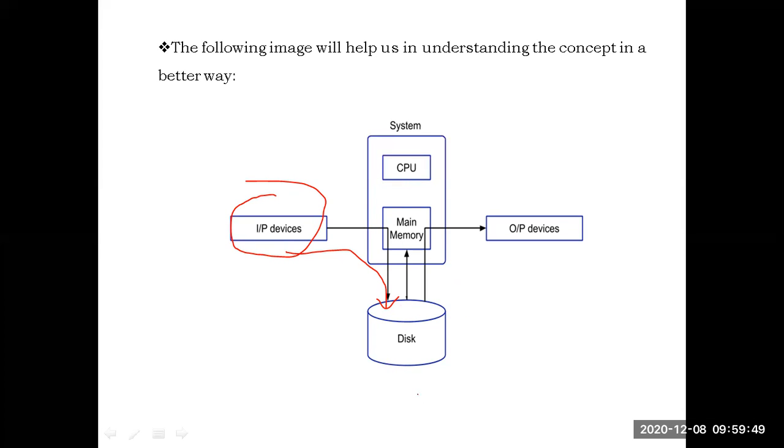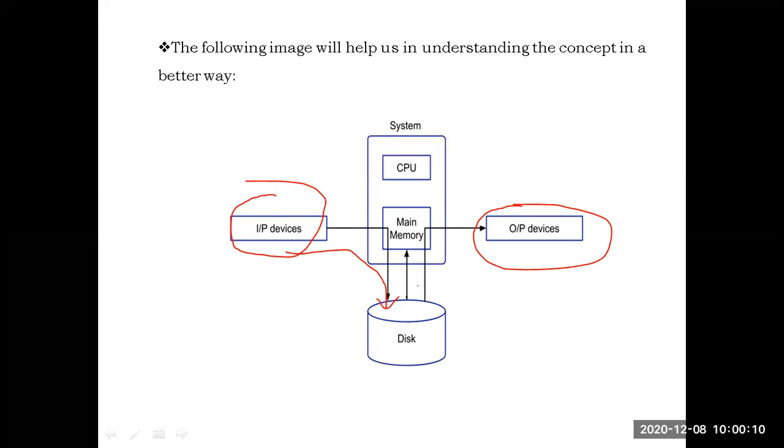Input devices will place the multiple input data in the disk. Whenever the CPU wants the input data, it will take the data from the disk. Similarly, the CPU will produce multiple output data, and all that multiple output data are placed in the disk. Output devices will take the output data whenever they want to display. Clear? All this process is running parallelly.